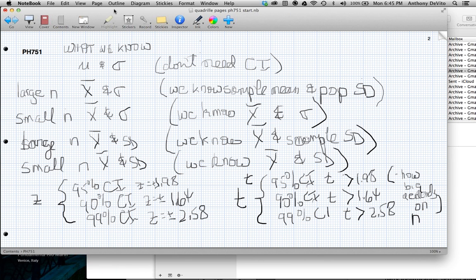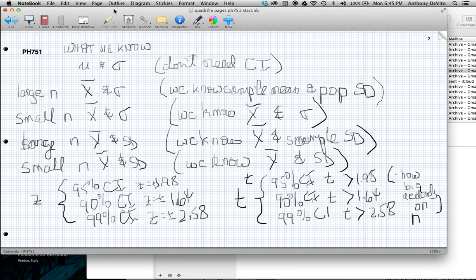Now, the central limit theorem really helped us out because since we knew sigma, the only place where we had a lot of uncertainty was in the sample mean. But now we have two levels of uncertainty. So we could have a situation where we have a large sample, big n, and we know the sample mean and sample standard deviation, but not the population standard deviation. Or we could have a small sample where we know the sample mean and the population standard deviation. Big sample or small sample, same knowledge about the distribution.